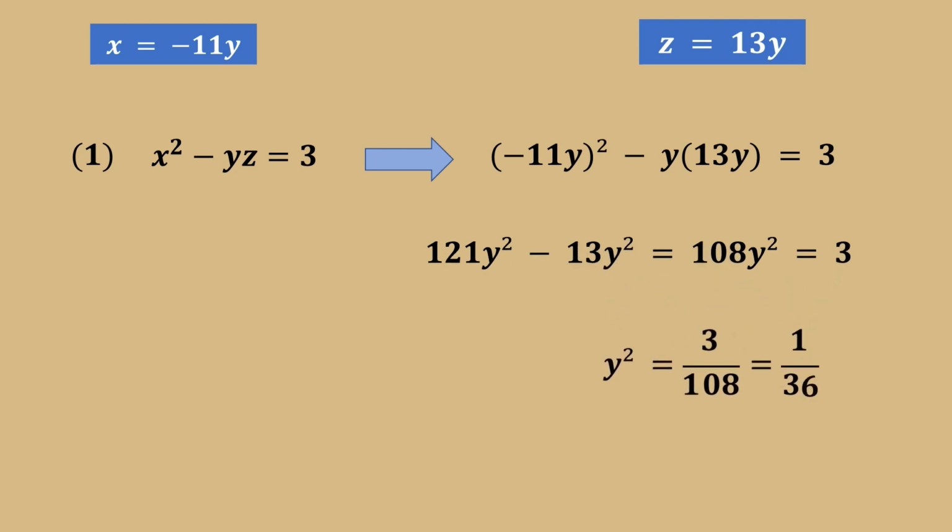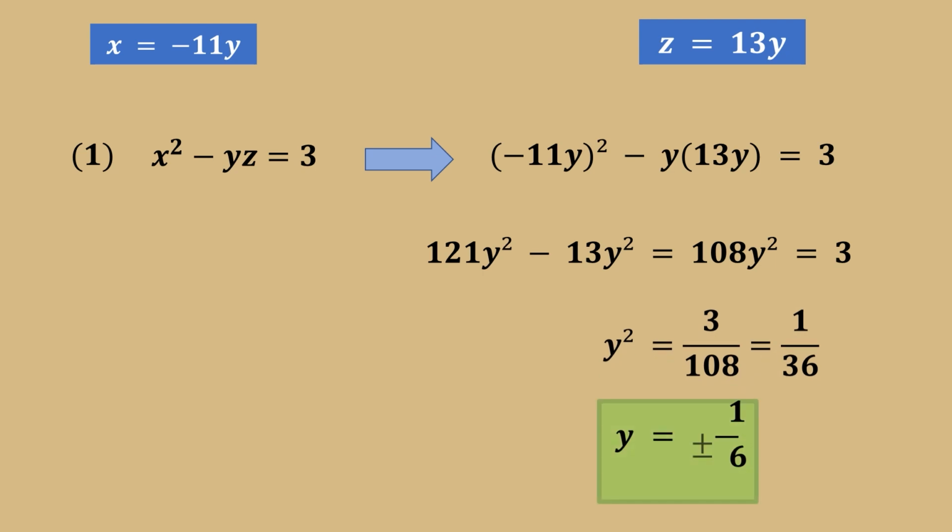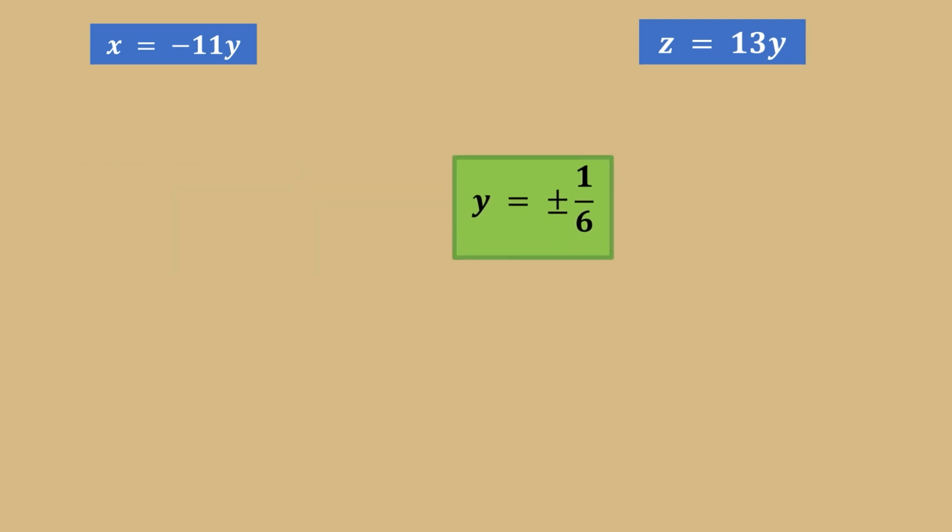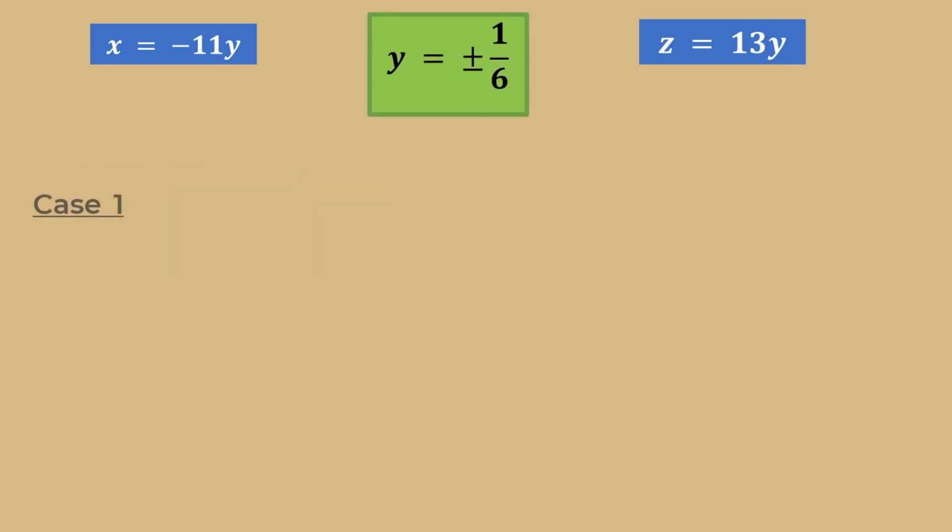Divide both sides by 108. This gives y squared equals 1 divided by 36. Taking the square root of both sides gives two possible values. y equals positive 1 divided by 6, or y equals negative 1 divided by 6.